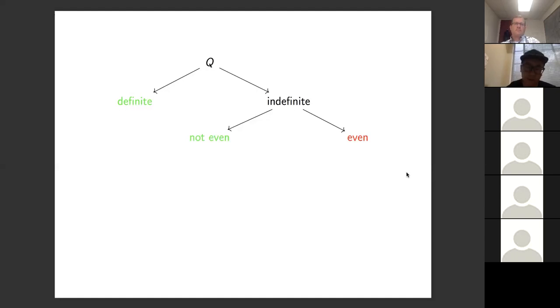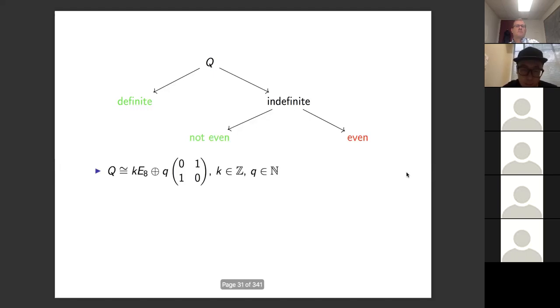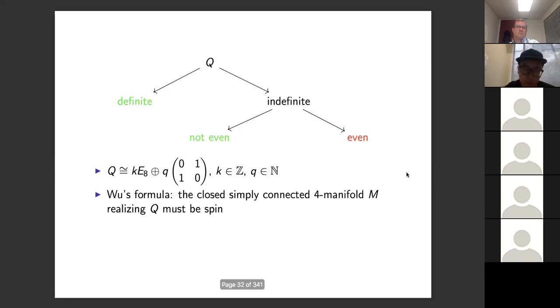It's like all the regions on the planet are charted with whether you can grow trees or not. Some parts are deserts, some parts you can grow trees, and the even part is a part which we don't know yet, but there is some progress. Recall that any even form can be written in this form. So there are two variables, K and Q.